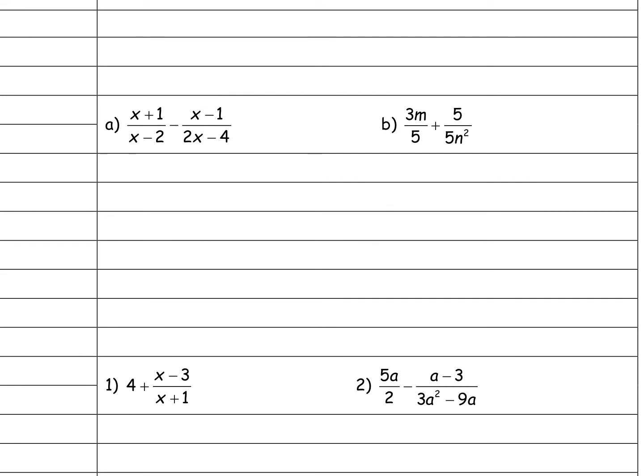Okay, so let's go ahead and do this. If I factor this denominator, I get 2 times x minus 2. And so my common denominator is going to be 2 times x minus 2. The first denominator is missing a 2, so I'm going to multiply by 2. And the second one, I'm just going to multiply by 1. So I get 2x plus 2 minus x plus 1, because I distributed the negative through, just so you guys know what I did. And so I'm going to get x plus 3 over 2 times x minus 2. Done.